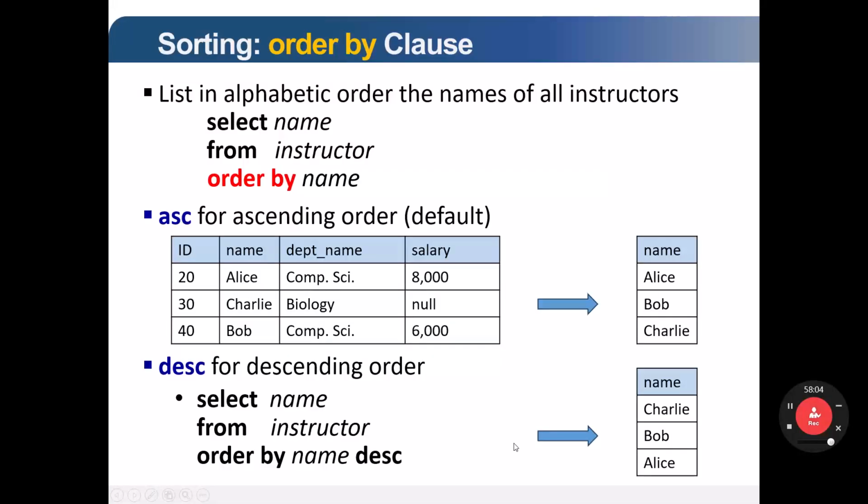Next, order by. This performs sorting. So you are selecting the instructor's name, and if you want to list those names in increasing order, you can put the order by clause. And if you want to list those names in descending order, then you can put the DESC option after the attribute name.